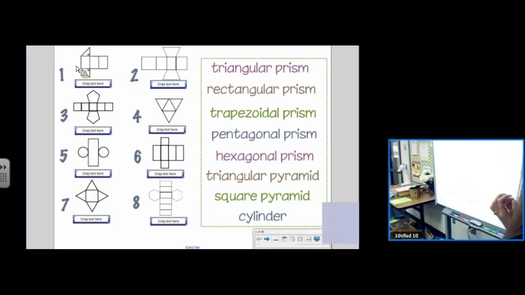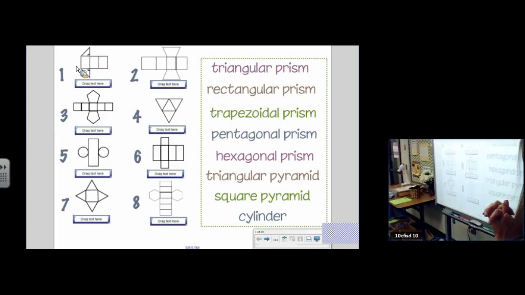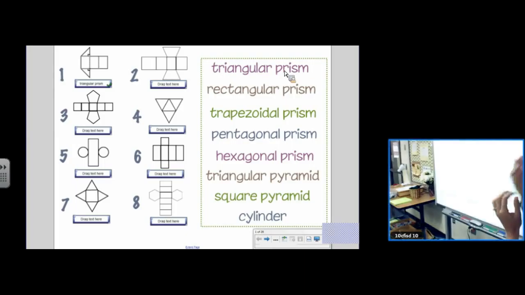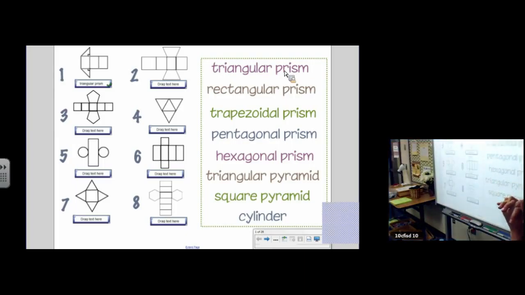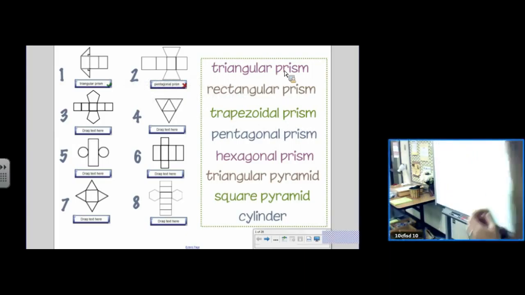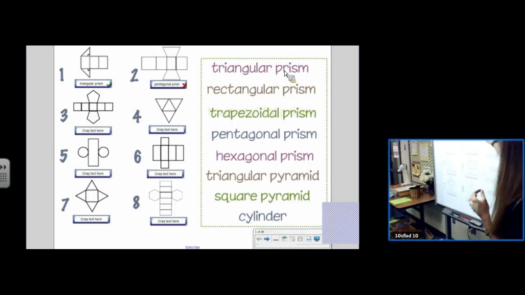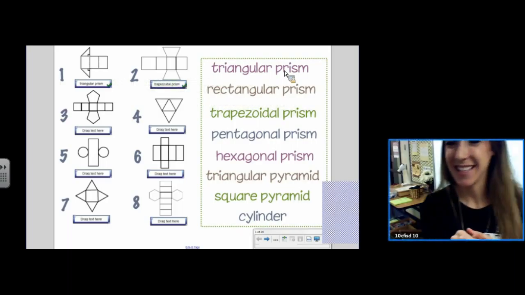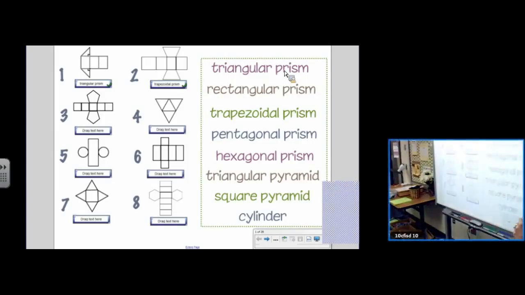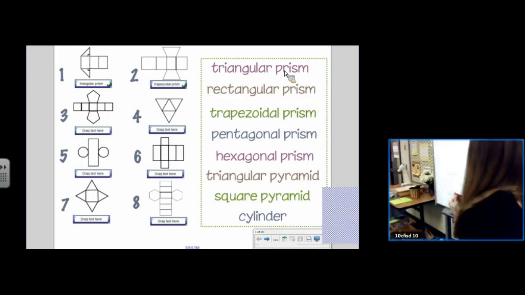So what's number one? Number one up here. Triangular prism. What about number two? Number two is a trapezoidal prism. That one's fun to say. Say trapezoidal prism. Number three, the one I was looking at, pentagonal prism.